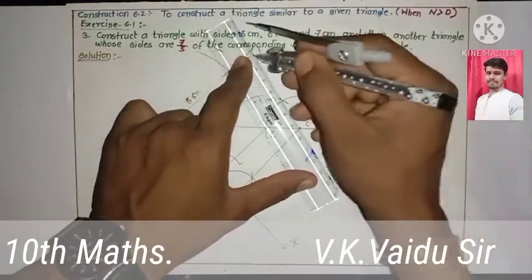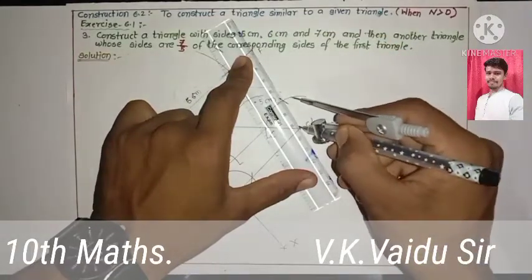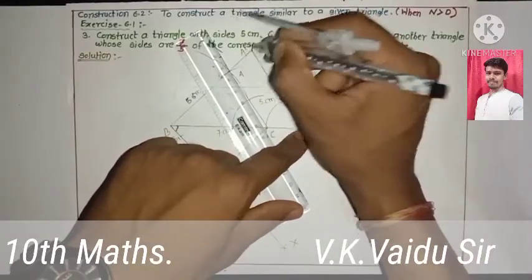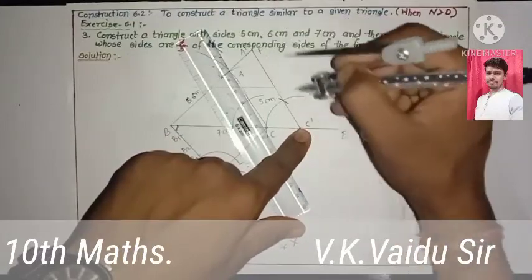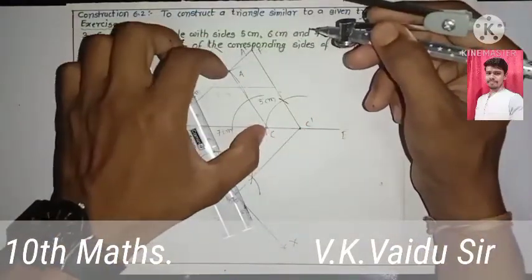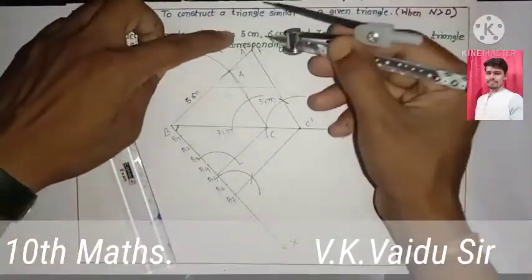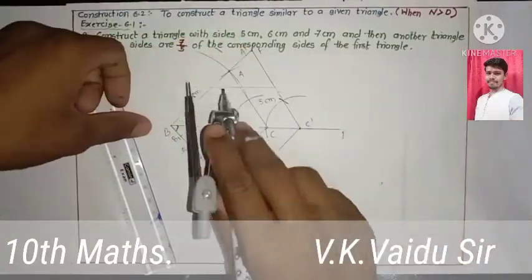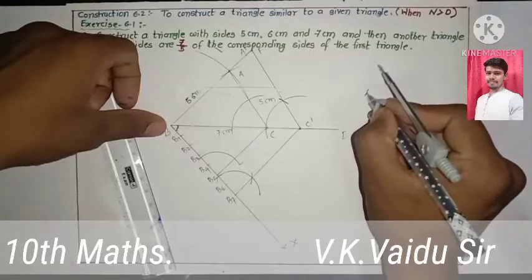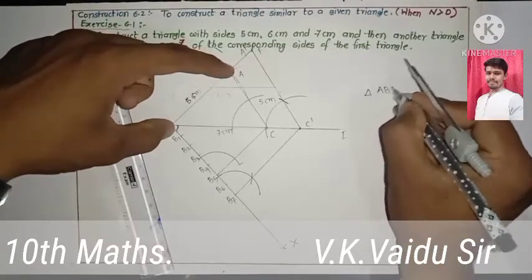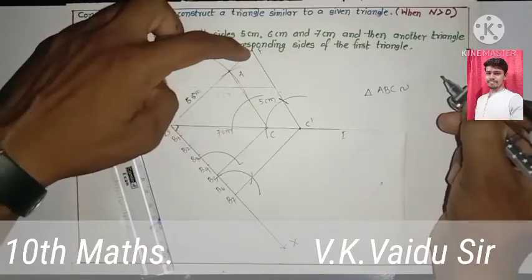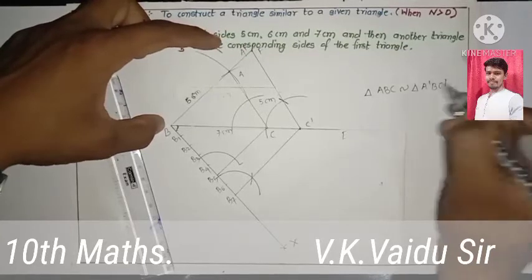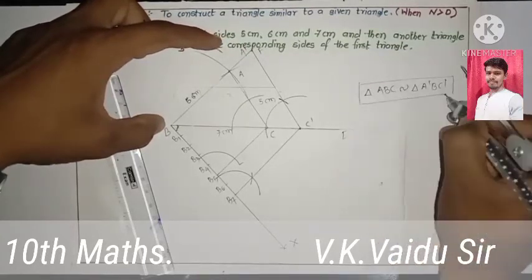If this line is drawn, we get another parallel line, which is parallel to AC, and where it intersects we name the point A dash. If you observe neatly, we get a larger triangle A dash B C dash, which is similar to the given triangle ABC. So the given triangle ABC is similar to the triangle we drew, A dash B C dash. This is the required construction for the given triangle.